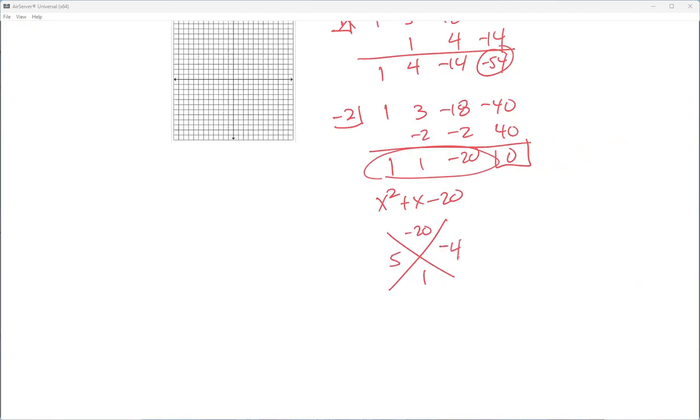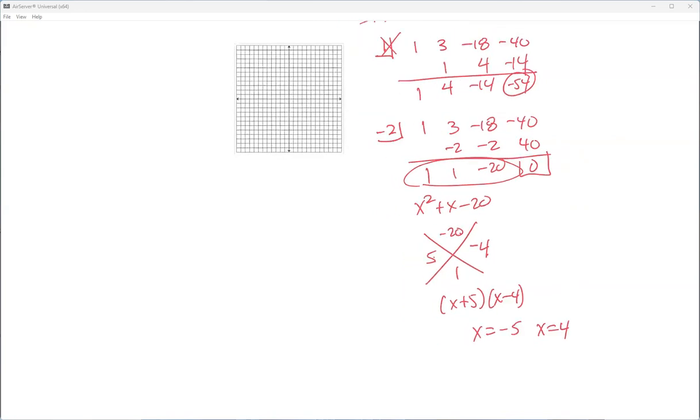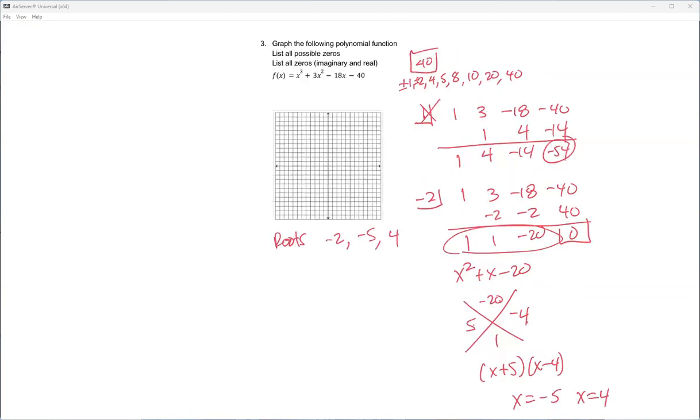So that'll be -20 and 1, be 5 and -4. Because 5 times -4 is -20. 5 plus -4 is 1. So it'll be x plus 5, x minus 4. So x is equal to -5 and x is equal to 4. So our three roots are -2, -5, and 4. Okay, so let's graph these.